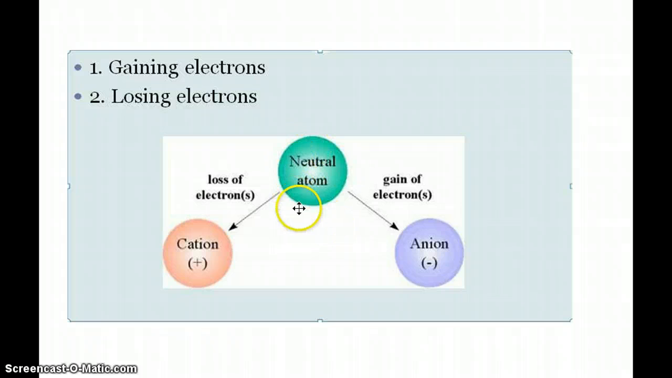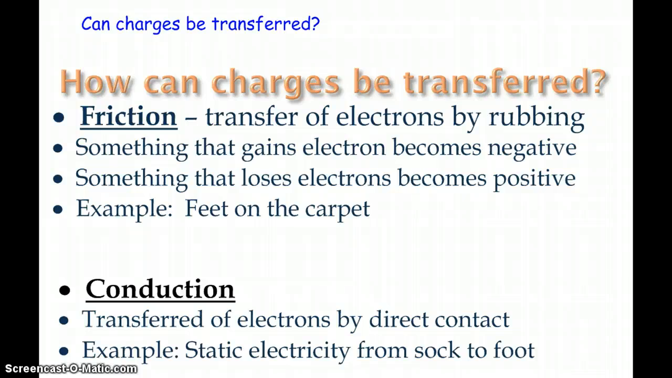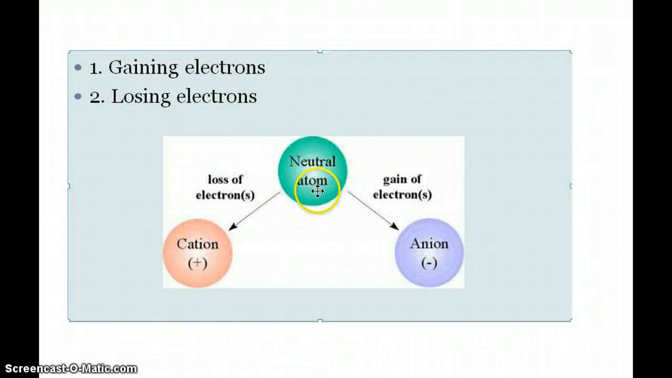Okay, here this kind of explains how we get a charge. If you lose electrons, that means you have more protons, so it's a positive charge. If you gain electrons, that means you have a negative charge because you have more negative particles. Okay, a neutral atom is going to have the same number of protons and electrons.